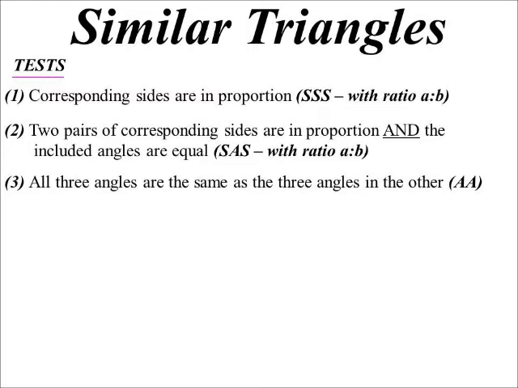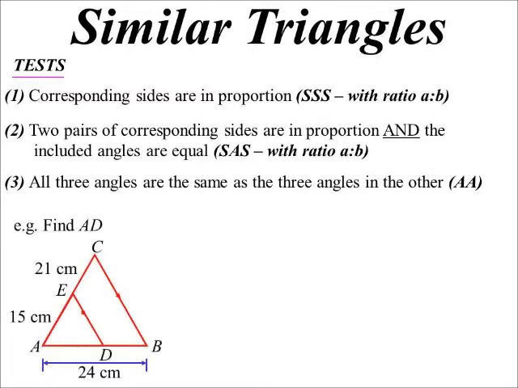I mean, you could. So here's one of the classic similar triangle problems where you've got one triangle inside the other, with a pair of parallel sides. We've got to find AD. They've given me some measurements. So how would I set this one out?